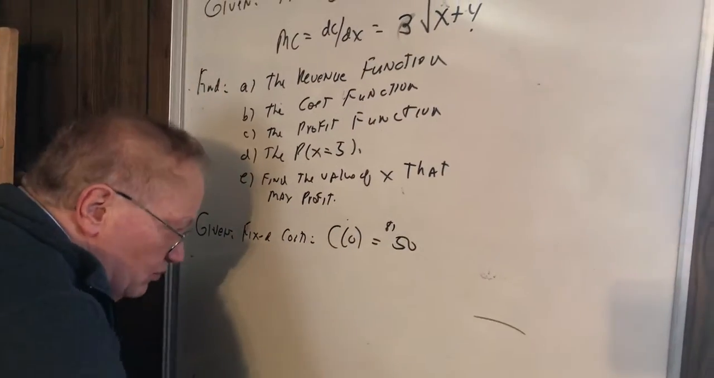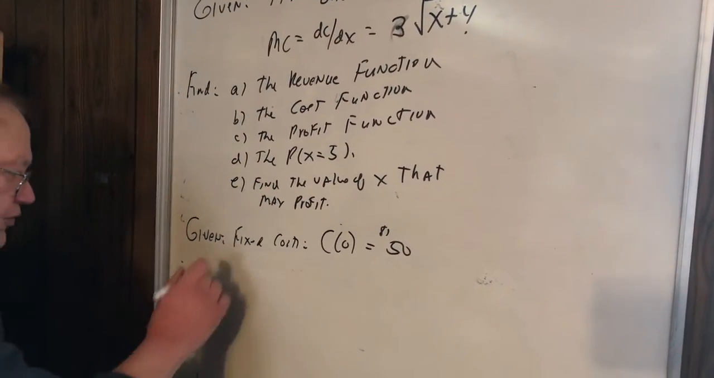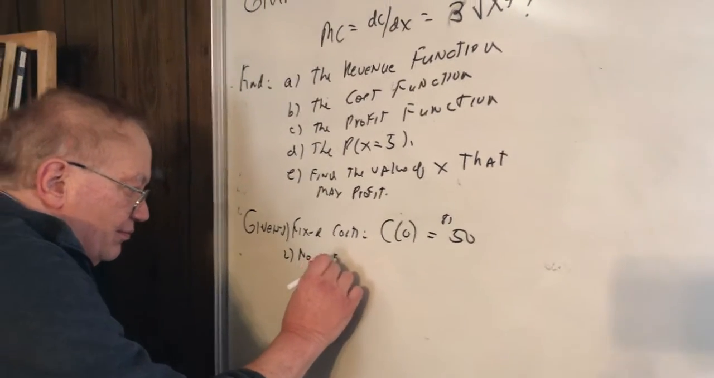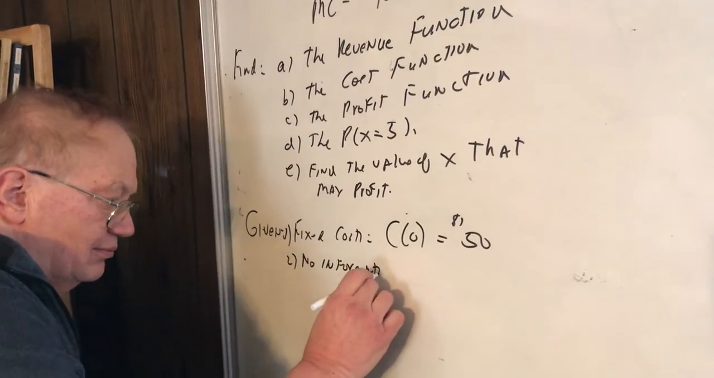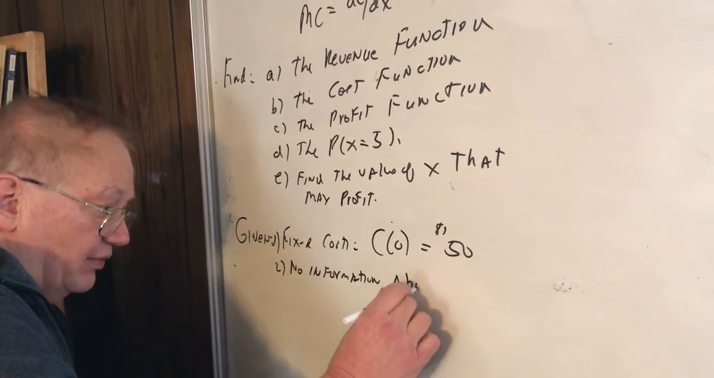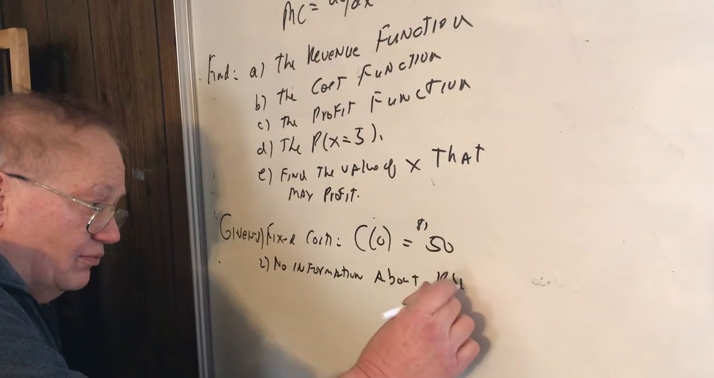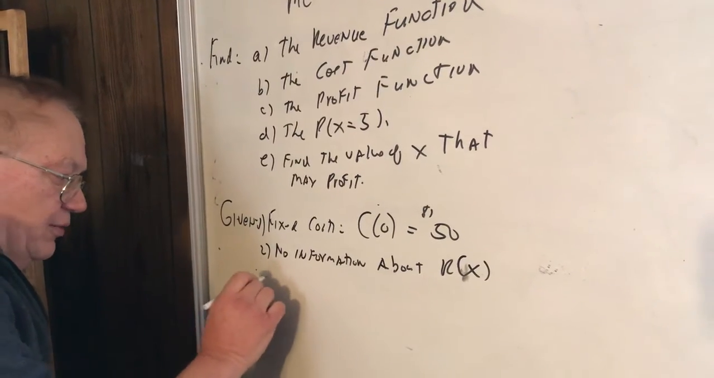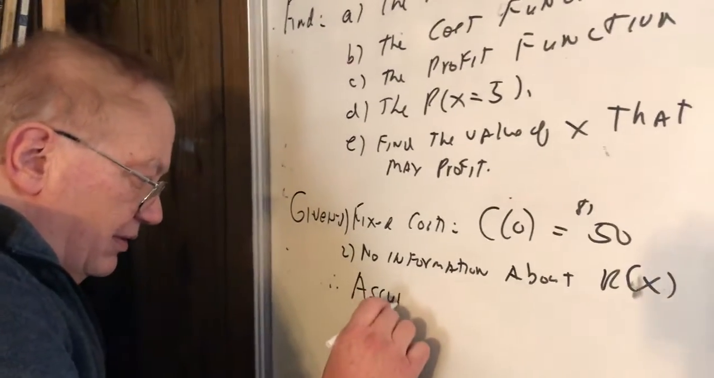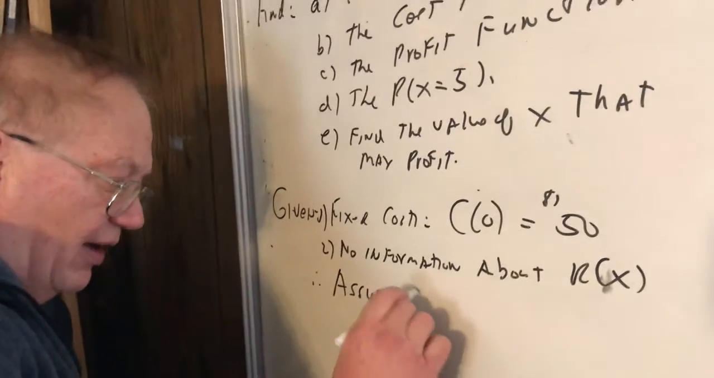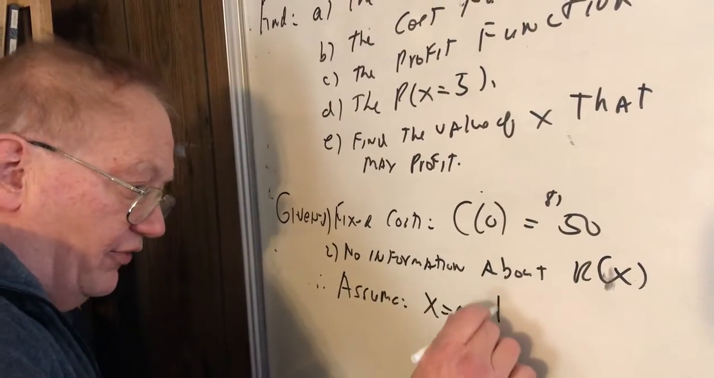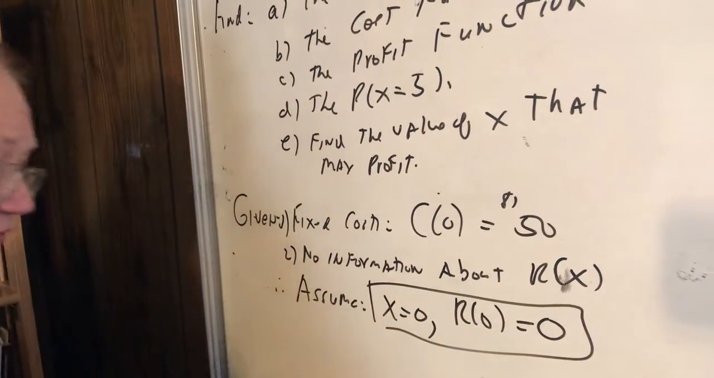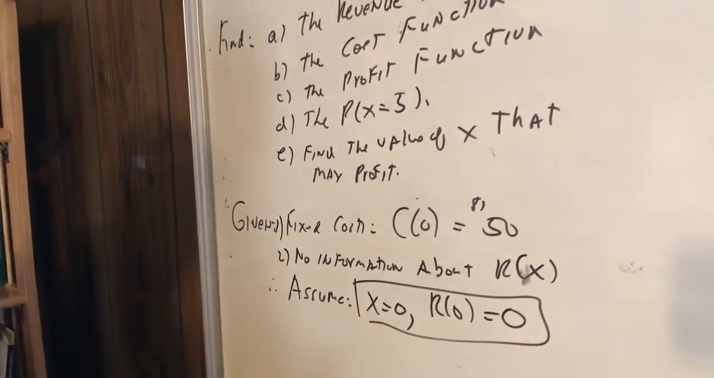So once again, you're given fixed costs, but you're given no information about the revenue function. So what do you do then? Therefore, you assume that when x equals 0, R of 0 equals 0. You're not given anything, you always assume that. And that's true in this function too.